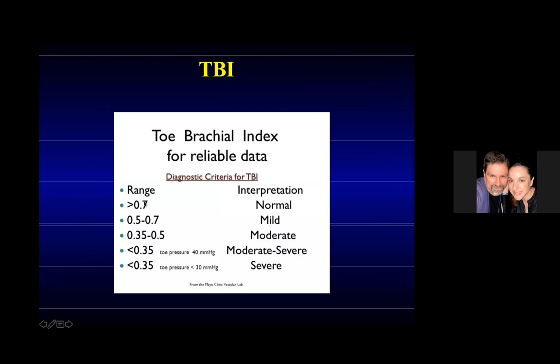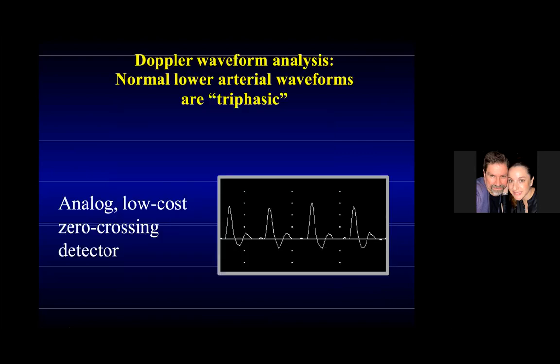Okay, so this is the range. Greater than 0.7 is normal. 0.5 to 0.7 is mild. 0.35 to 0.5 is moderate. Less than 0.35 is severe with these toe pressures, okay? Toe pressures 40 millimeters of mercury and less than 30 millimeters of mercury. And this comes from Mayo Clinic Vascular Lab.